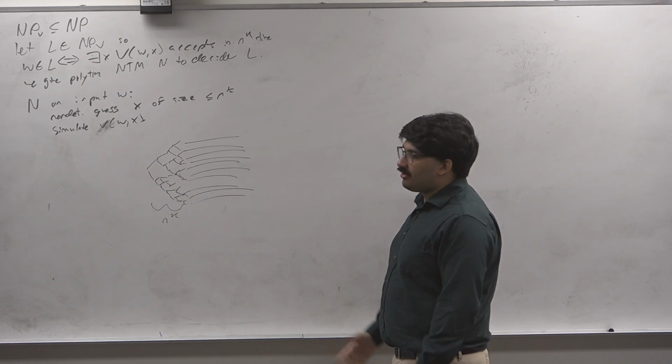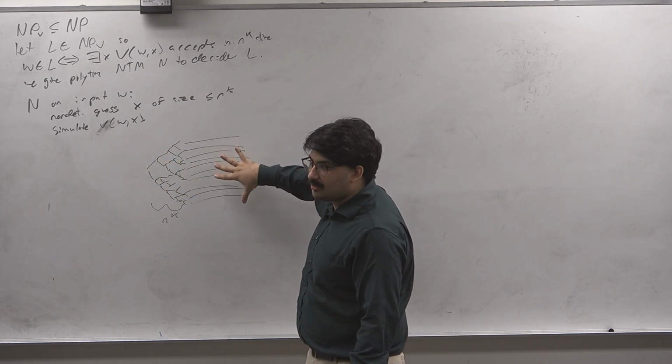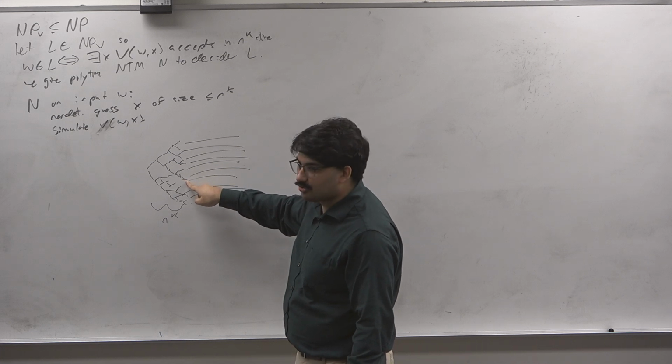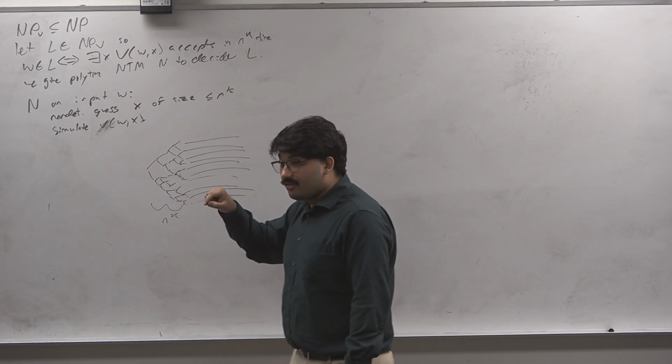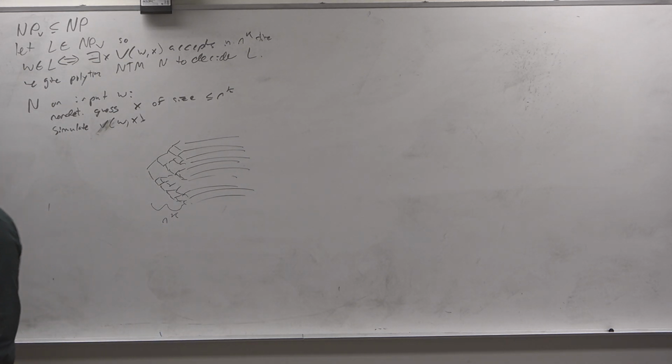So just guess the witness, and what it really does is it doesn't do all these branches simultaneously. It chooses the correct branch through lucky coin flips or whatever, and then just runs only that one. Now, if the witness exists, the non-deterministic machine will guess it. If the witness does not exist, then it cannot guess it. So the simulation will fail. So if the verifier should accept W given to be convinced by X, the non-deterministic machine can guess X to simulate the verifier. If no such X exists, then the NTM cannot guess it.